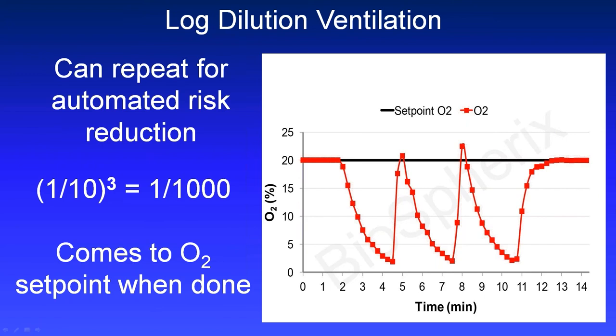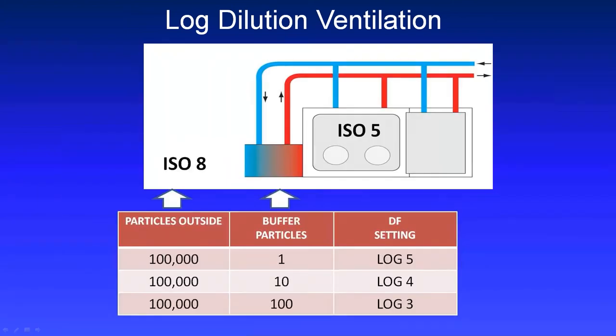So if you do 1 cycle, it's a 1 to 10 or 1 log reduction. If you do 2 cycles, it's 1 to 100 or 2 logs. If you do 3 cycles, then it's 1 to 1,000. And the oxygen level is always brought back to the chamber's set point when it's done. So if you have your chamber set to 5% oxygen instead of 20%, it would bring it back to 5% at the end of this automated cycle.